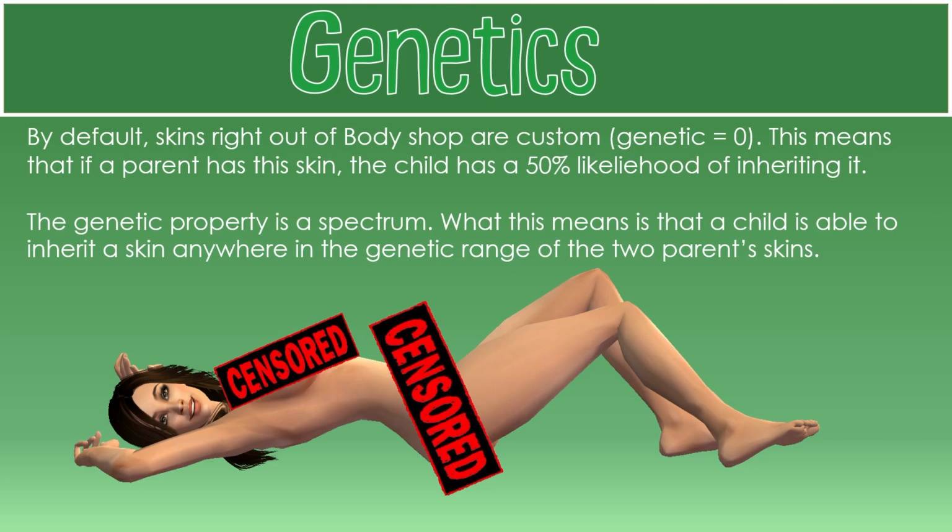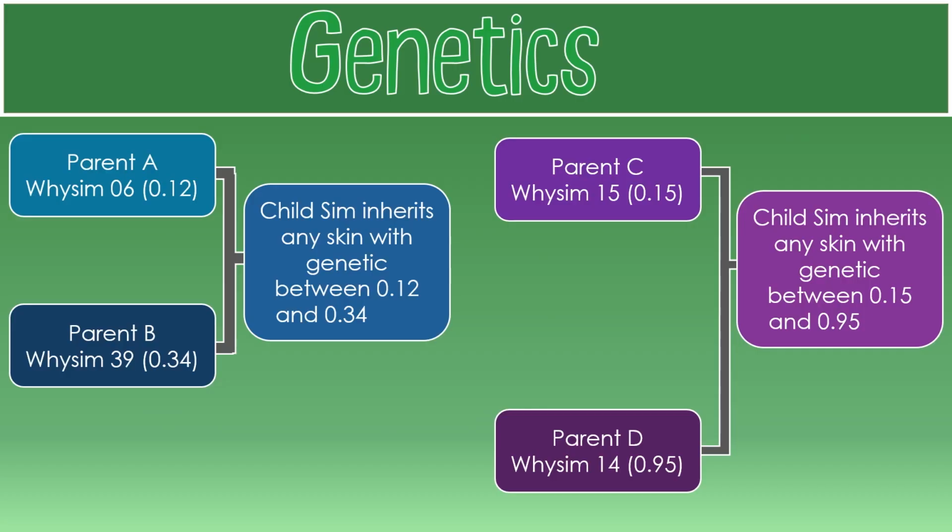The genetic property is a spectrum. What that means is the child is able to inherit a skin anywhere in the genetic range of the two parents' skins. As an example, you have two parents. The first parent is using YSIM 6 that has a genetic value of 12, and the second parent is using YSIM 39 that has a genetic value of 34. So the child sim can inherit any skins within that range. Anywhere between 12 and 34, they can inherit those skin tones.